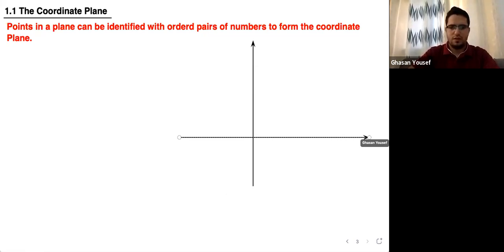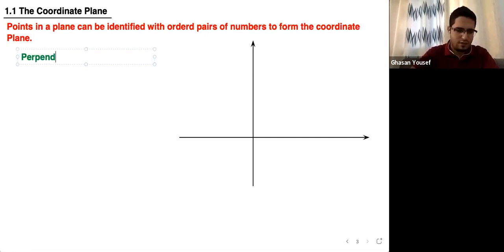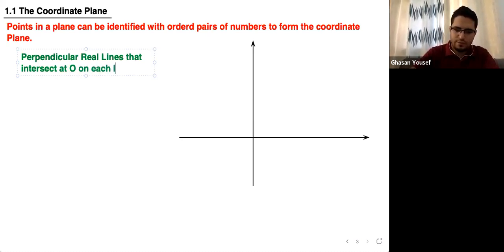So here I can say: perpendicular real lines that intersect at O, I mean the origin, on each line.